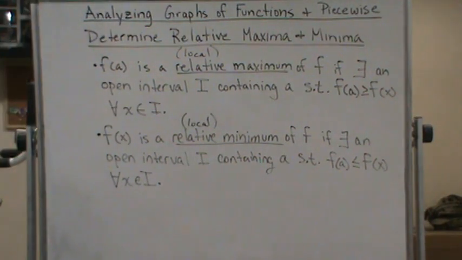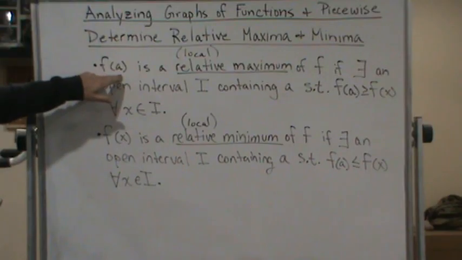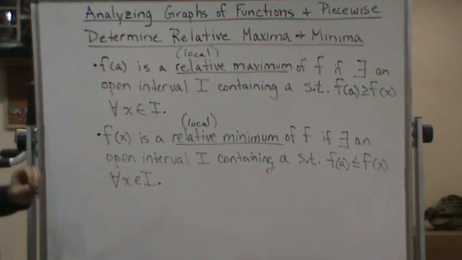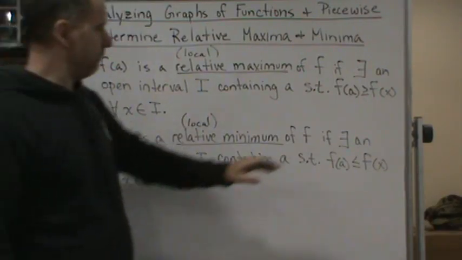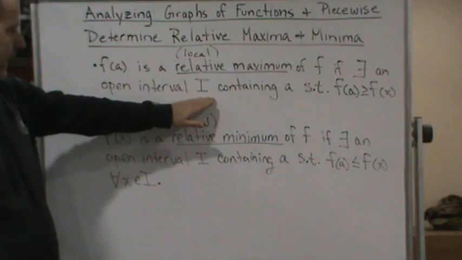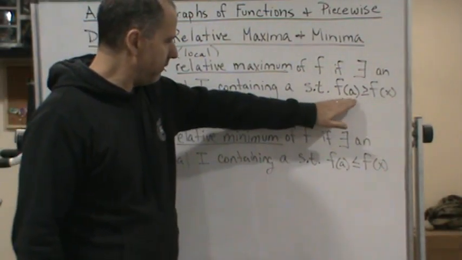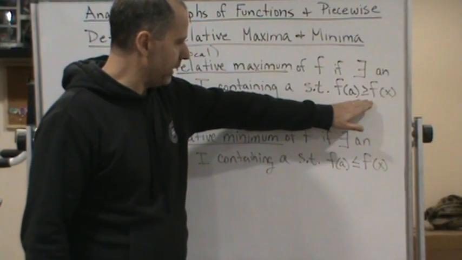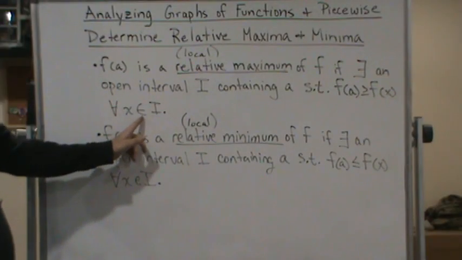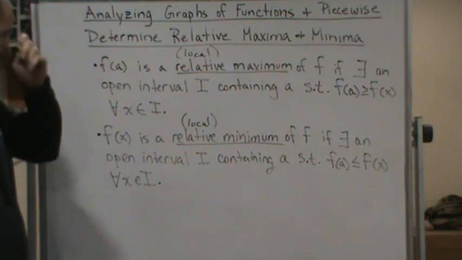Now, f of a is a relative maximum of the function f if there exists an open interval I containing a such that f of a is greater than or equal to f of x for all x in the interval I. Okay, so I use symbolism here just to keep down on the writing.